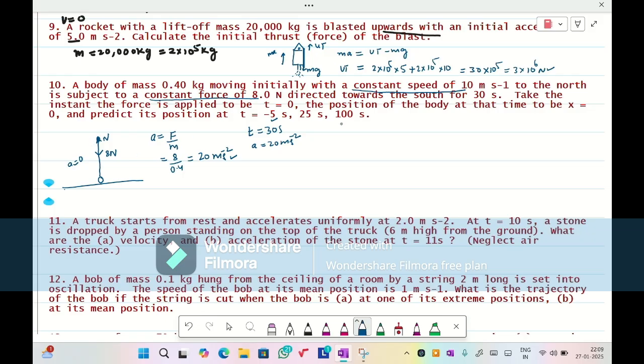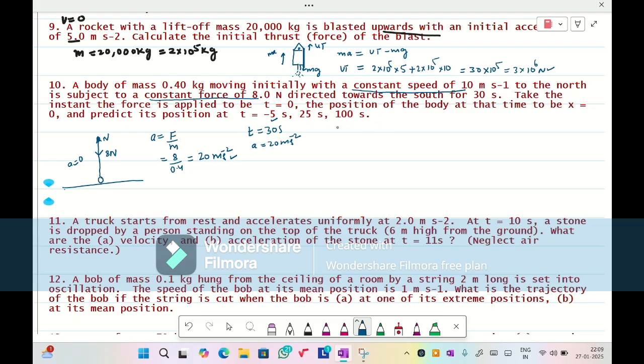Initially it is going up with constant speed, as you said. When it is coming down, that is when this force is applied. Otherwise, when this force is applied on the body downwards, that time you have to take as t equal to 0. That means t equal to minus 5 means it is in upward motion. I hope you understand this.